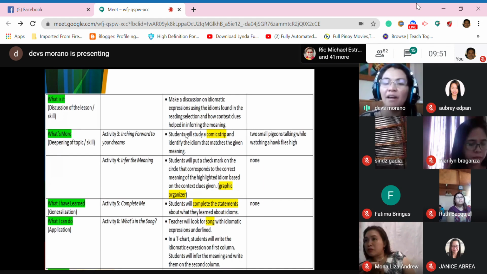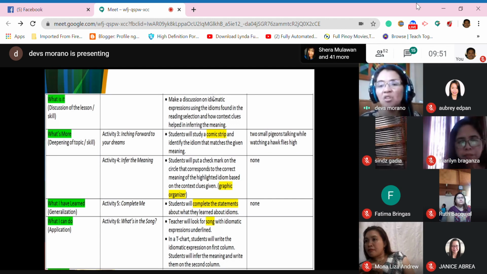The writer plans that she will be presenting a comic strip so that students will study it and identify the idiom that matches the given meaning. Since it is a comic strip, it is planned that there will be two small pigeons talking while watching a hawk fly high. And that is not enough to deepen more understanding.